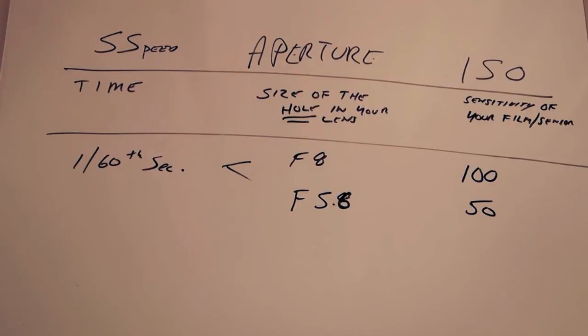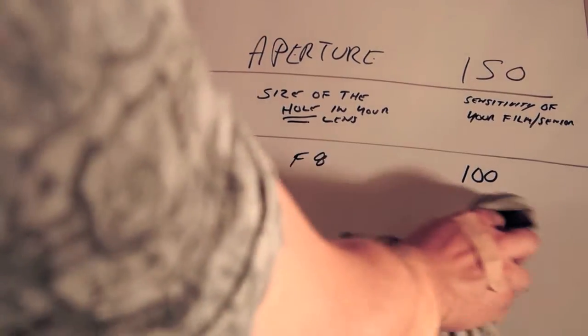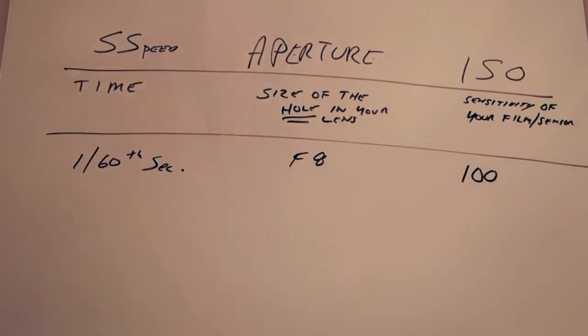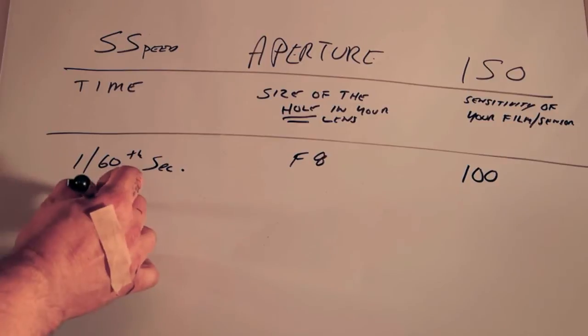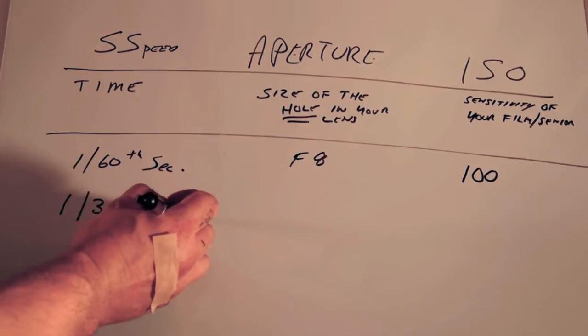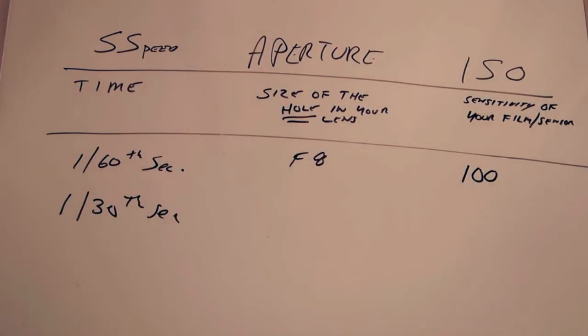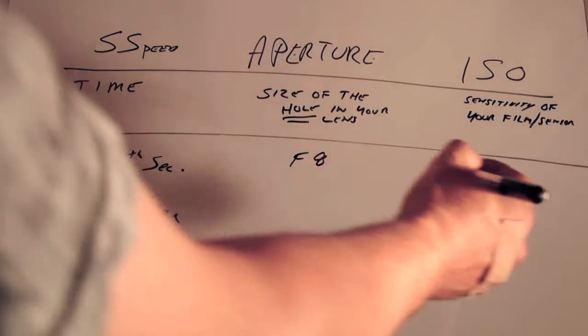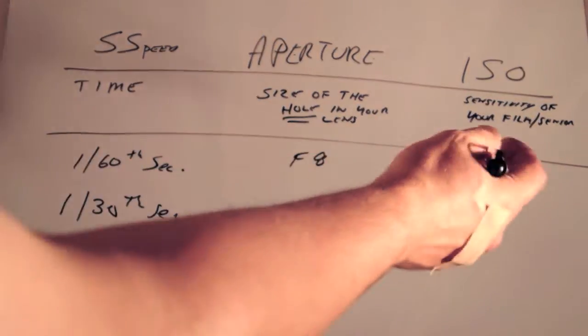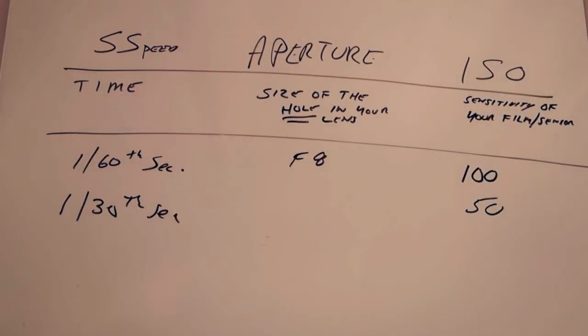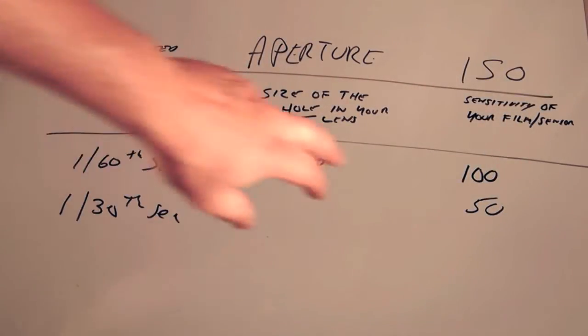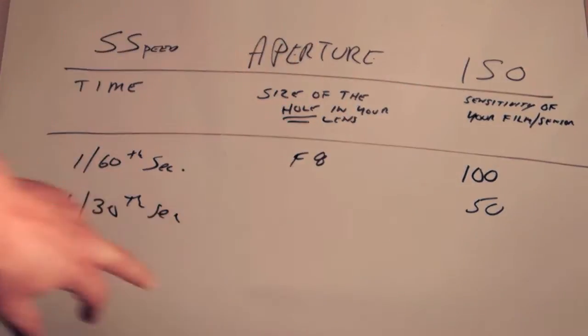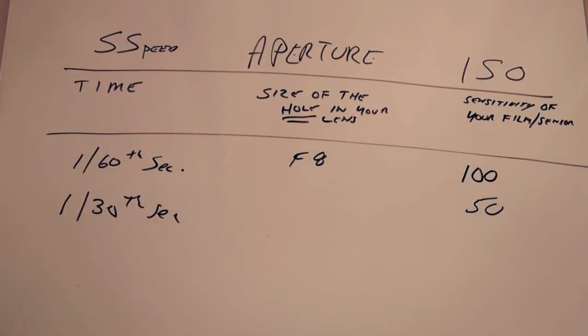Okay? So let's do another example. Where's my eraser? Over here. Okay, so let's say we go 1/30th of a second. We let in 1/30th of a second more light. Half again as much light. Okay, we stay at f8 and we go to 50 ISO. Same exposure. 1 stop less sensitivity, 1 stop more light.